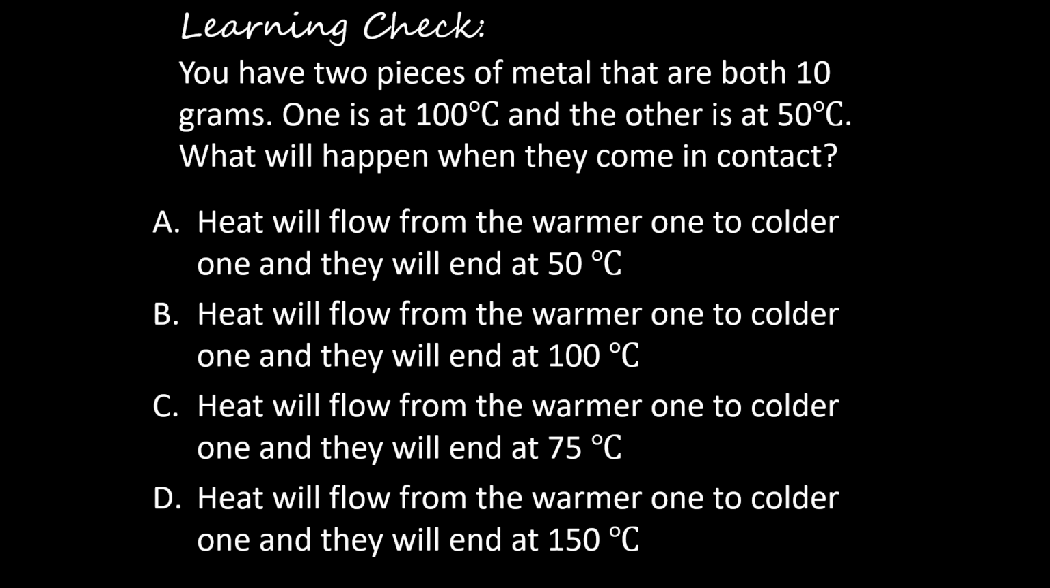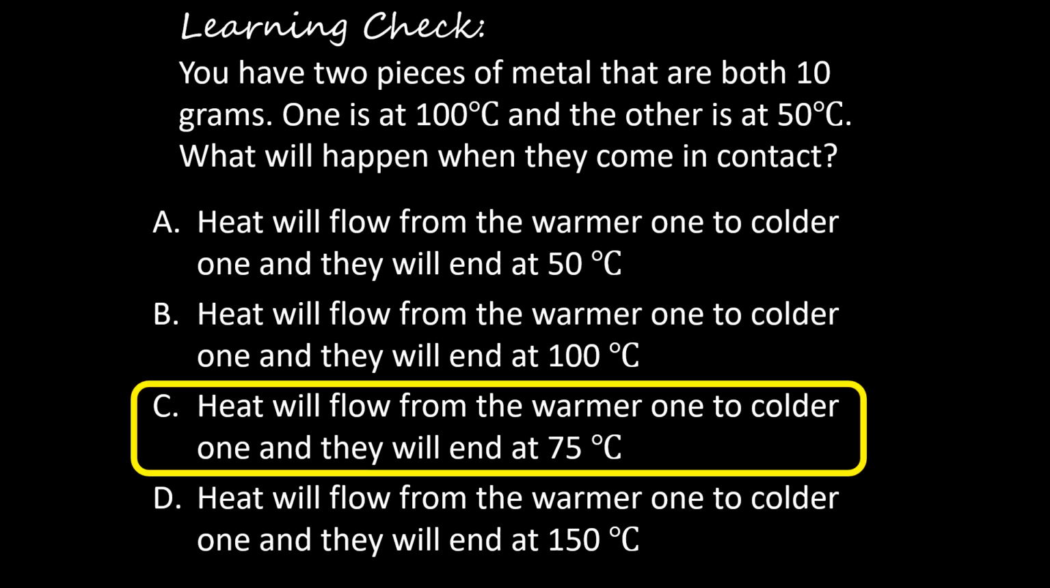Okay, so hopefully you've chosen your answer. It should be letter C. Heat will flow from the warmer one to the colder one, so from your 100-degree metal to your 50-degree metal, and they will end at 75. Since they're equal masses and the same substances, they're going to transfer heat the same, so therefore they should meet in the middle. Okay, if they were different masses, we'd have to do some calculating to figure out where they would meet and end, but if they're the same substance and the same mass, they would always meet in the middle.